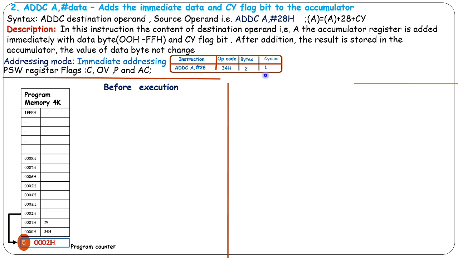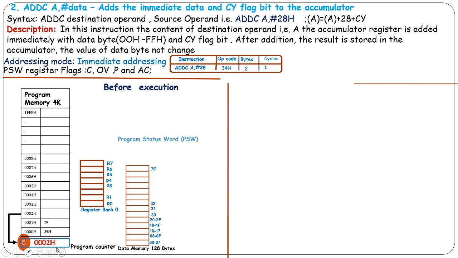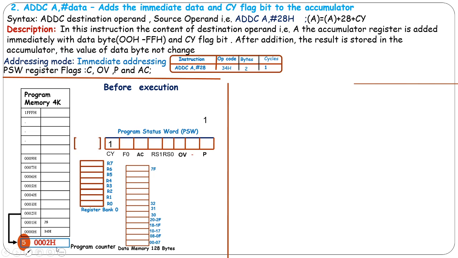Before execution, the program counter will be like this. The program counter register content is 0002H, and program memory has this instruction, 34H and 28H, 2 bytes reserved for it. So before execution, we do not need the program counter register or the program status word register flag bits, because the immediate data is available there.